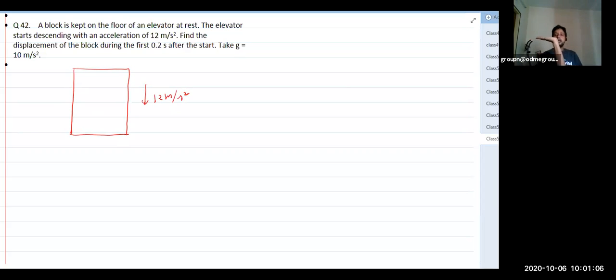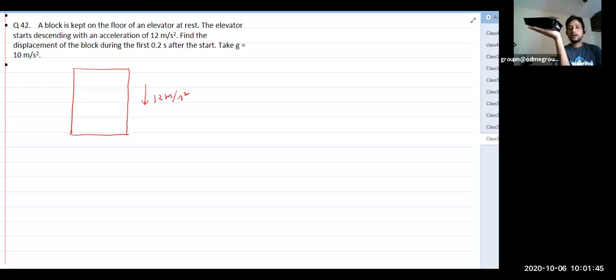Suppose this is the floor of the lift, and I keep some object here. If acceleration is less than 10, then the object will remain in contact with the hand. But if acceleration is more than 10, meaning very fast acceleration like this, the object will just lose contact for a moment. My hand will go down and the object will lose contact.